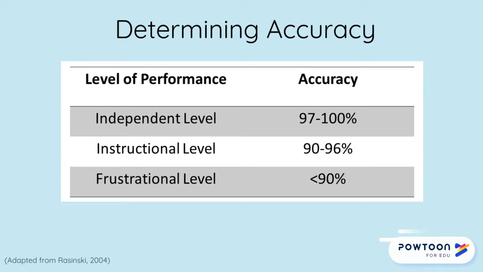Readers who score within the 97 to 100% range, the independent level, are able to read the text without assistance. Additionally, readers who score within the 90 to 96% range can read the text but require support. Readers who score below 90% will find the text too challenging to read even with assistance. Knowing a student's accuracy can help teachers place students in appropriately leveled text.